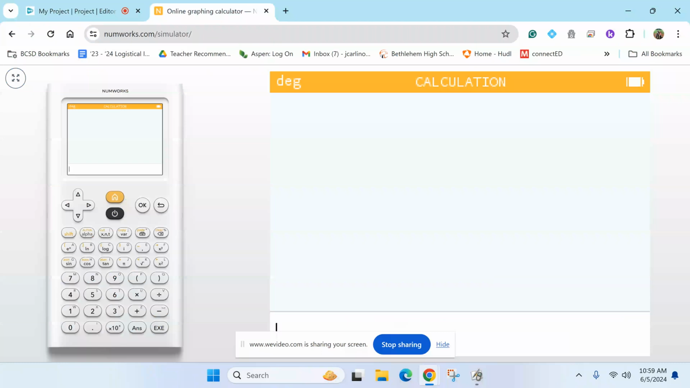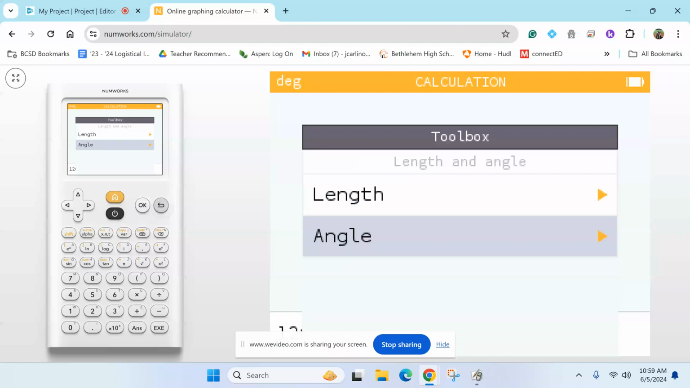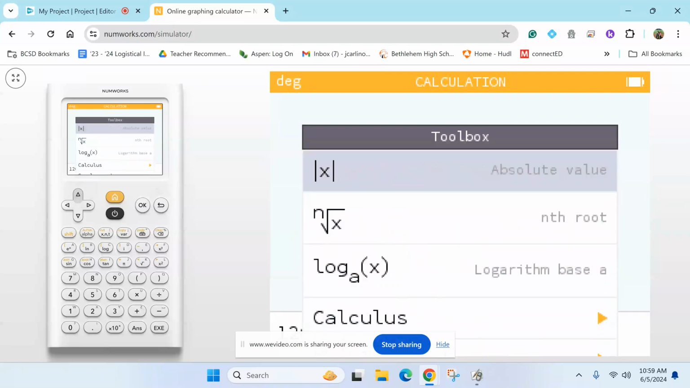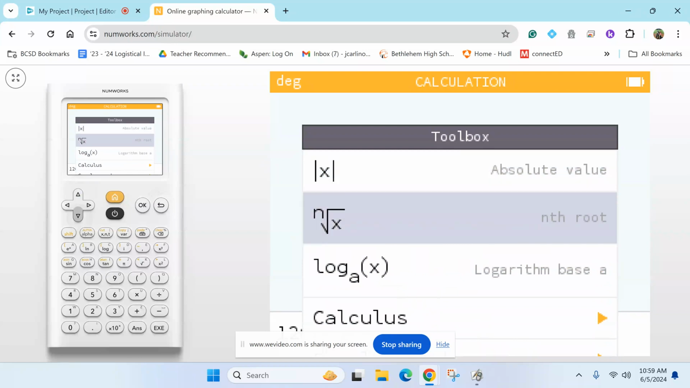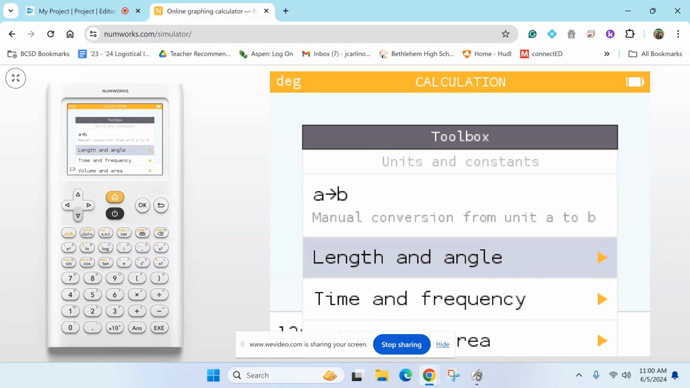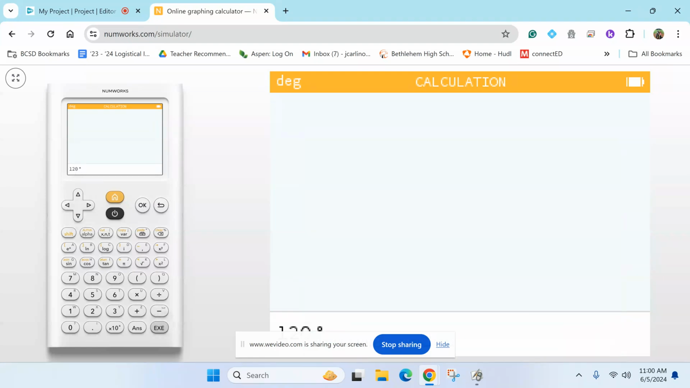So we got 120. Make sure you tell your calculator you're talking about degrees and just not the number 120. So you go to your toolbox, and again, unfortunately, this is the 4th time I've done it, so probably this screen pops up for all of you. But let me just show you what originally pops up is this screen. You go down to units and constants, length and angle, and then you choose degrees.